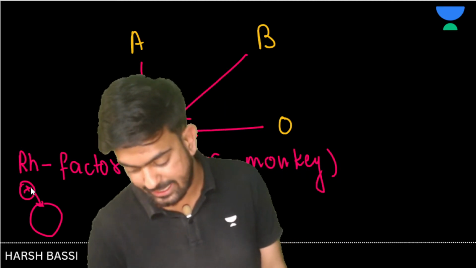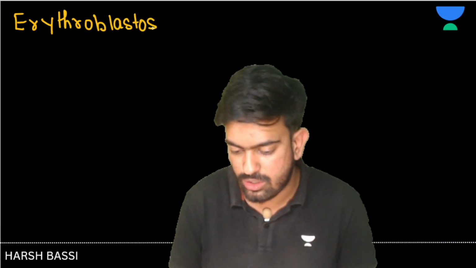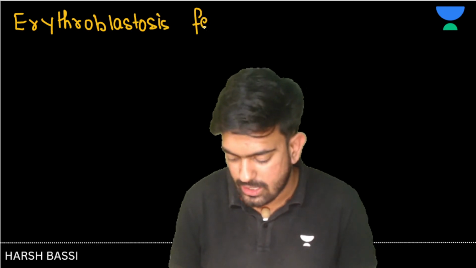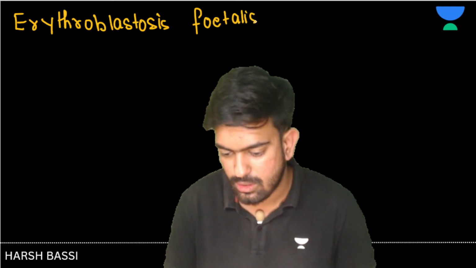Great. Chalo. Now see here. Next, there is a very famous case of erythroblastosis fetalis. Do you know about this? ये जानते हो क्या बच्चों? Erythroblastosis fetalis. देख रहे हो मैं स्पेलिंग गलत लिख रहा हूं. Erythroblastosis fetalis. What is it?